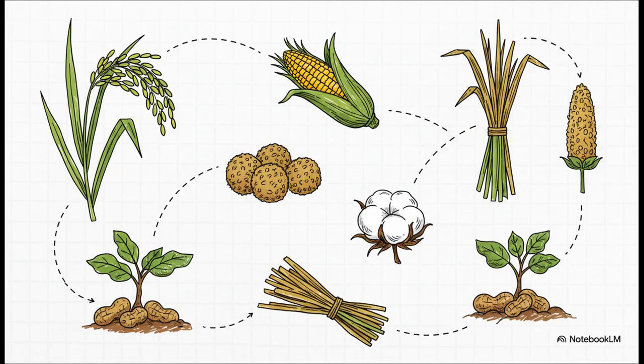The variety of Kharif crops is just incredible. The main one, of course, is paddy, which is rice. We'll get to that in a bit. But you also have maize, jowar, bajra, cotton, jute, and even groundnut. All of these plants absolutely love the warm, wet conditions that the monsoon brings.